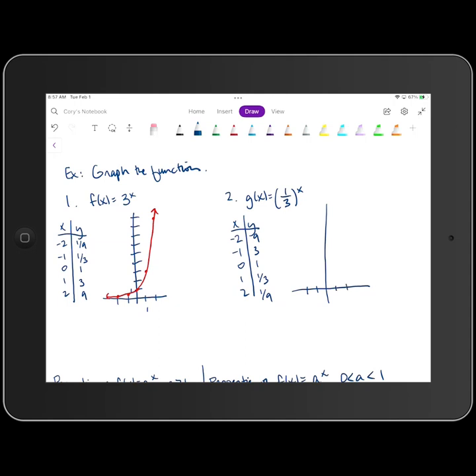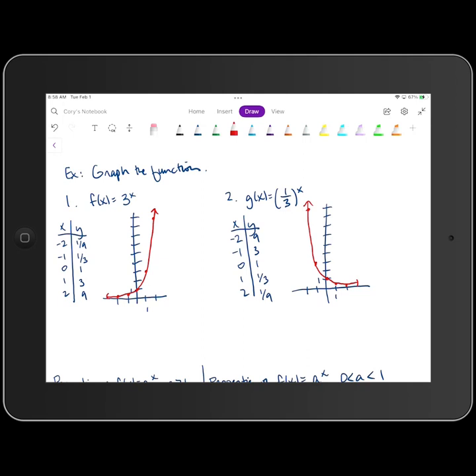and plot those in the coordinate plane. So we have -2, 9, -1, 3, 0, 1, 1, 1/3, 2, 1/9. Okay, so our curve looks like so for the function g of x.